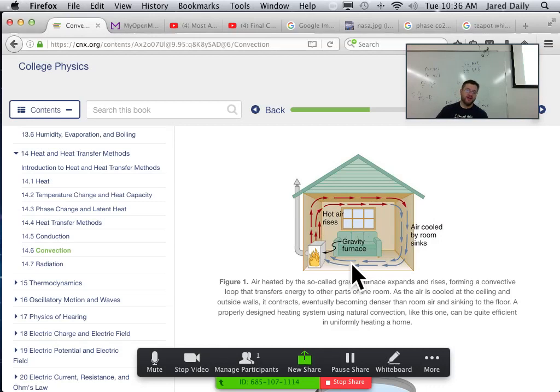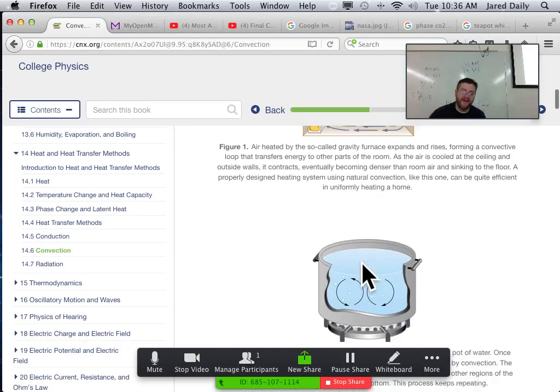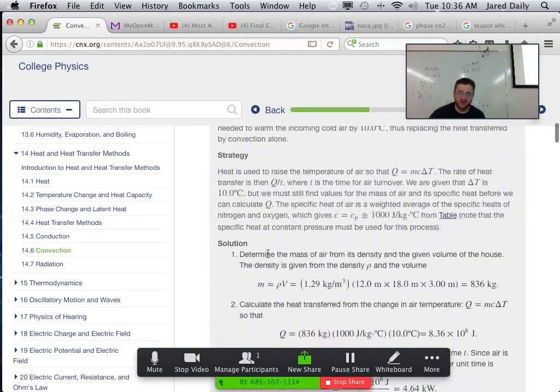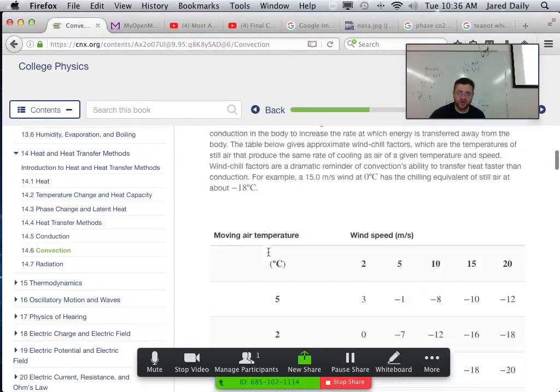And you want the hot air to displace the cold air in the wintertime. You want the cold air to displace the hot air in the summertime so that it cycles through this system. And that's how convection works. That's the idea of convection, the movement of fluids or gases to encourage heating.